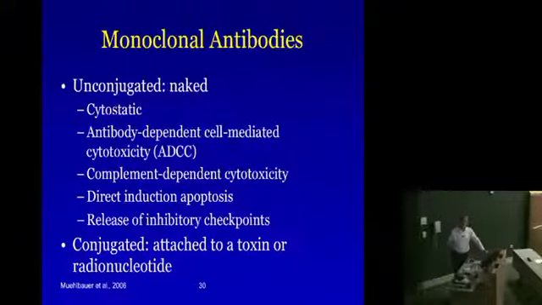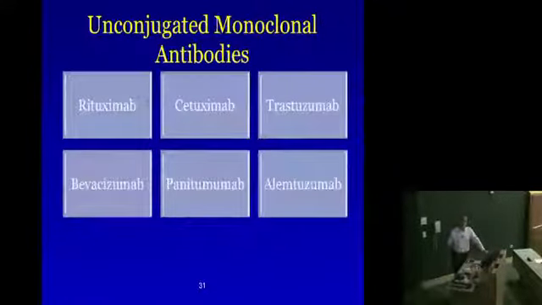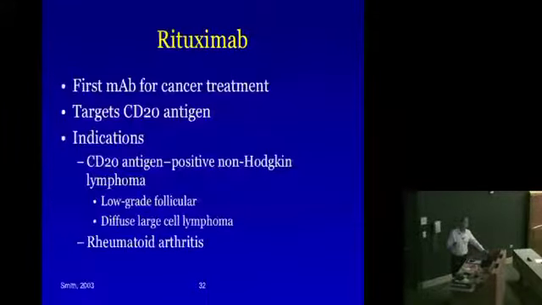And they could also release inhibitory checkpoints to help the cell die. Conjugated, they could be attached to a toxin or a radionucleotide. And so they could end up being naked antibodies or conjugated antibodies. If we look at unconjugated monoclonal antibodies, we're looking at drugs like Rituximab, which is the first to come to market, Cetuximab, Trastuzumab, Bevacizumab, Panitumumab, Alemtuzumab, which are all currently FDA-approved drugs used for the treatment of malignancies.